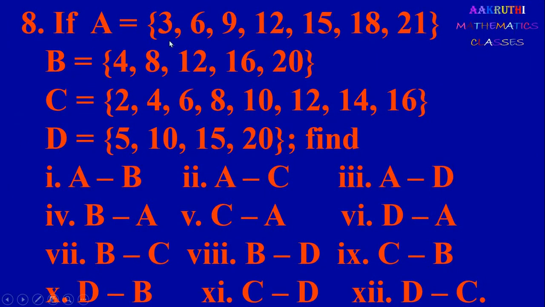So next question, if A equal to 3, 6, 9, 12, 15, 18, 21, B equal to 4, 8, 12, 16, 20, C equal to 2, 4, 6, 8, 10, 12, 14, 16 and D equal to 5, 10, 15, 20, you have to find all this, that is the difference of two sets: A minus B, A minus C, A minus D, B minus A, C minus A, D minus A, B minus C, B minus D, C minus B, D minus B, C minus D and D minus C. Here also you can pause this video, find all these answers, later we can verify.